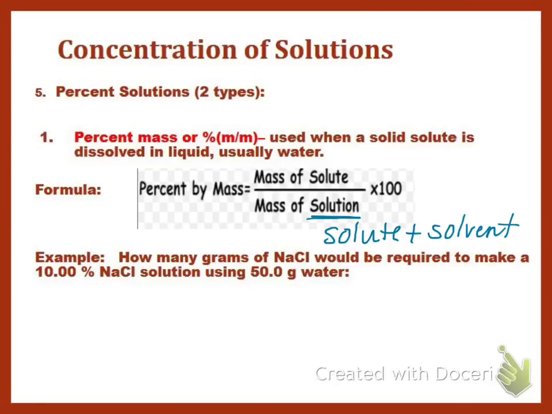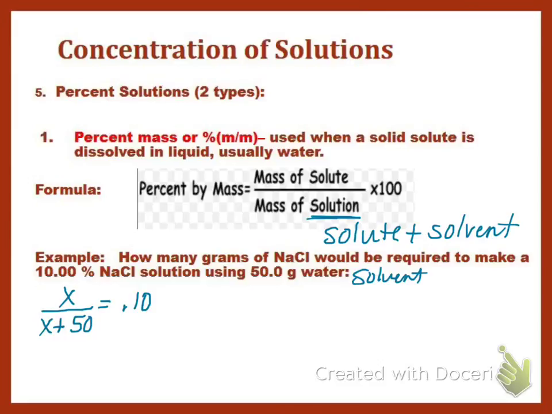This is not chemistry, what we're fixing to do. This is good old-fashioned Algebra 1, solving for an unknown. It wants to know how many grams of sodium chloride would be required to make a 10% solution if you had 50 grams of water. So 50 grams of water is obviously your solvent. So we're going to plug in X for how many grams of solute. So we're going to say X over X plus 50 is equal to 0.10. Why 0.10? 10 divided by 100.